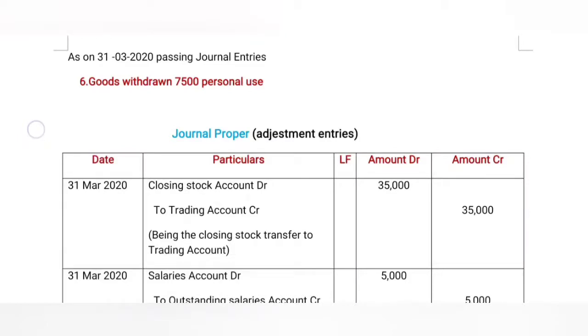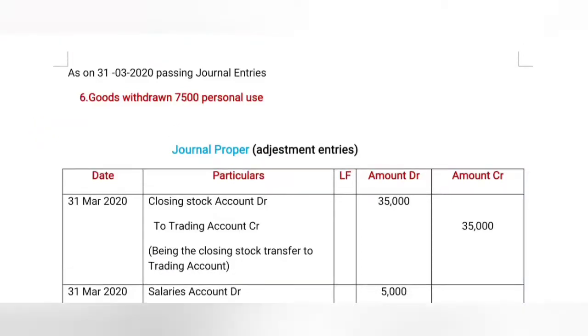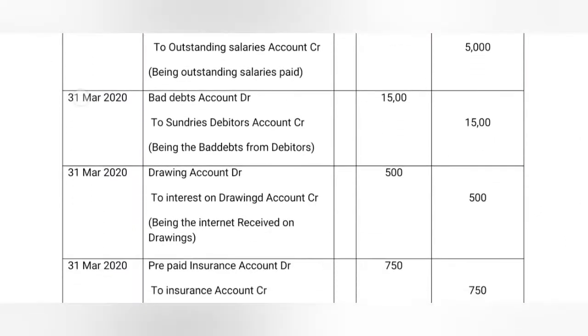Drawings is always debit. Now if cash is withdrawn, we can write drawings account debit to cash account. Here he is drawing goods. That's why we consider it as purchase. Now coming to drawings account debit to purchase account credit. Now we are passing this entry in our books. Here goods withdrawn 7500 for personal use. We are going to pass the journal entry.